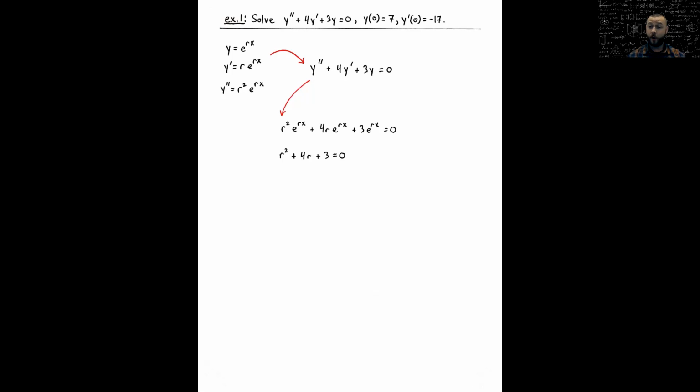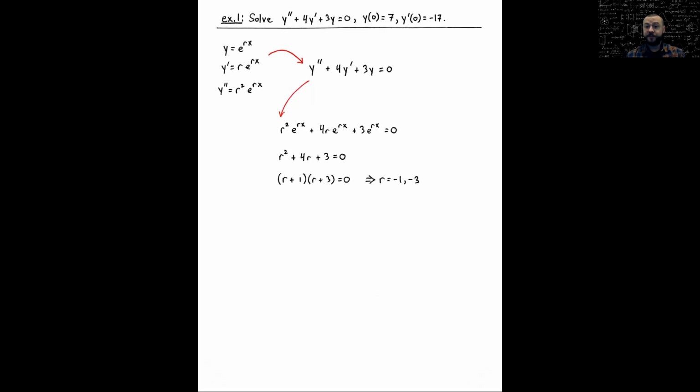All right, now always try to factor, and here it does, factors very quickly as r plus 1 times r plus 3. Set each of those factors to 0, and we get two solutions: r equals -1 and r equals -3. These values of r, we refer to them as the characteristic roots. So we got two values as we expect for a quadratic equation.